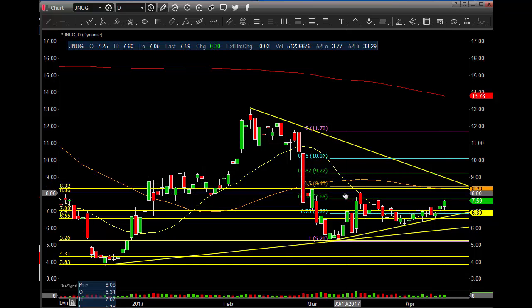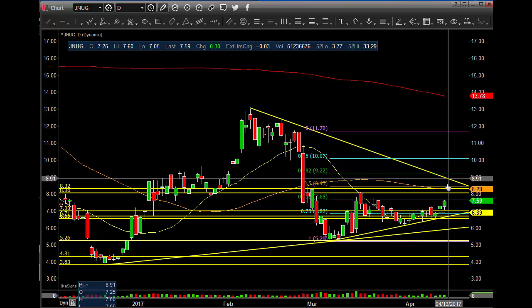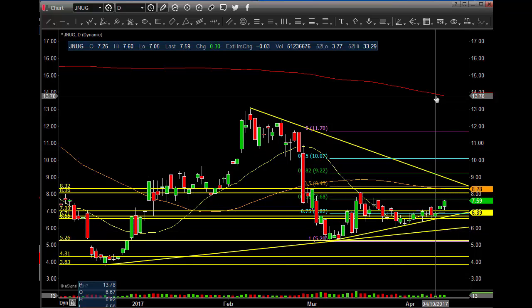So see if we get above the 8.28 or so, the 50 MA. If we get above here, then I think we're going to 9. 9's going to have some big resistance. We're going to have to see. But again, this thing could just rocket ship and go straight up and start ripping off heads.